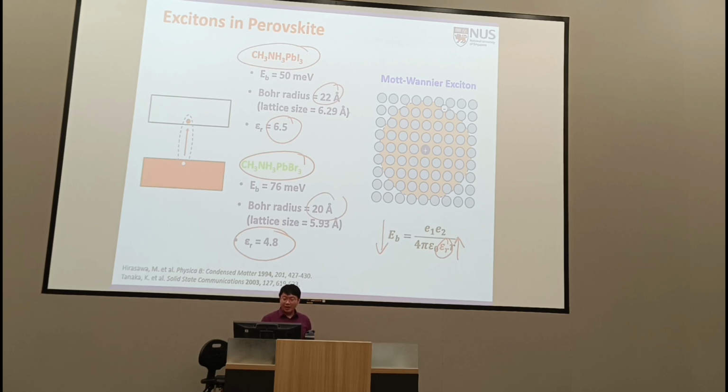If you compare to the lattice size, 6.29 angstrom, it's actually a few times larger than the lattice parameter. So clearly, this is not a Frenkel exciton, not a localized one. It is large.